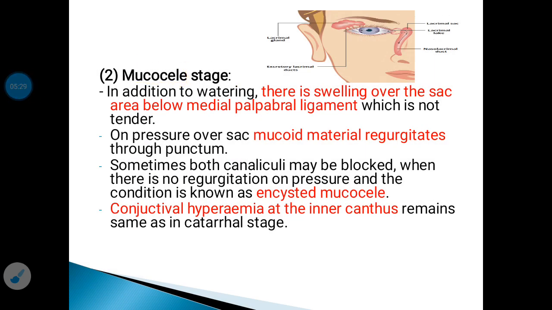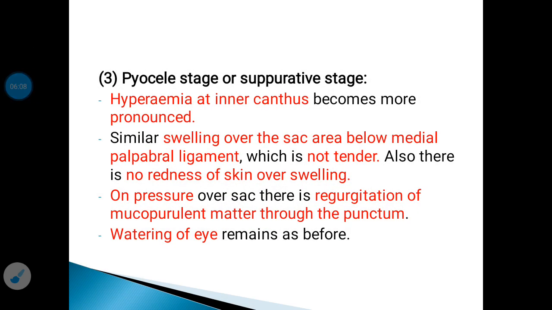The second stage is the mucocele stage. In addition to watering from the eye, there is swelling over the sac below the medial palpebral ligament, which is not tender. When you apply pressure on the sac, the mucoid material will regurgitate through the punctum. Sometimes both canaliculi may be blocked, when there is no regurgitation on pressure, and the condition is known as encysted mucocele. The conjunctival hyperemia at the inner canthus remains the same as that present in the catarrhal stage.